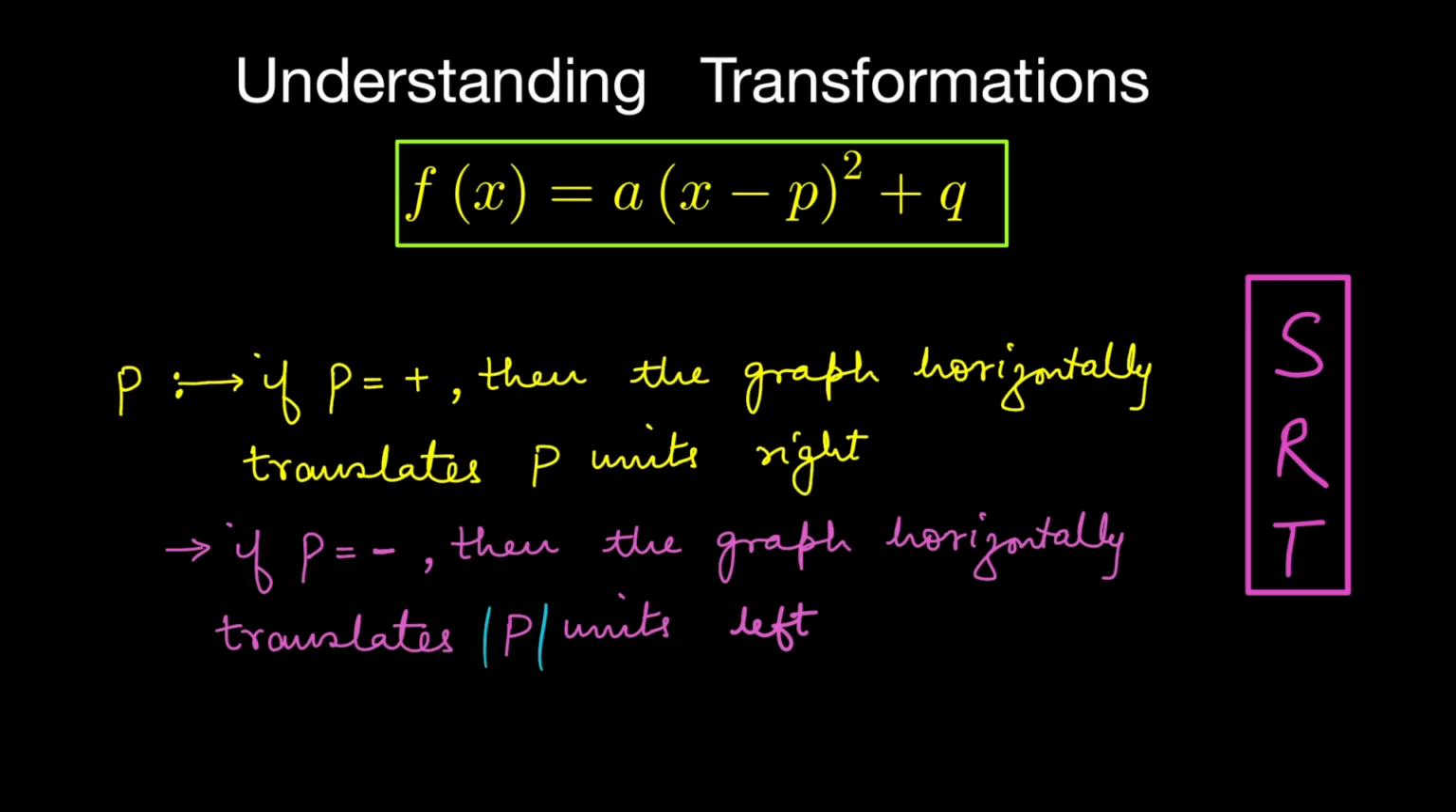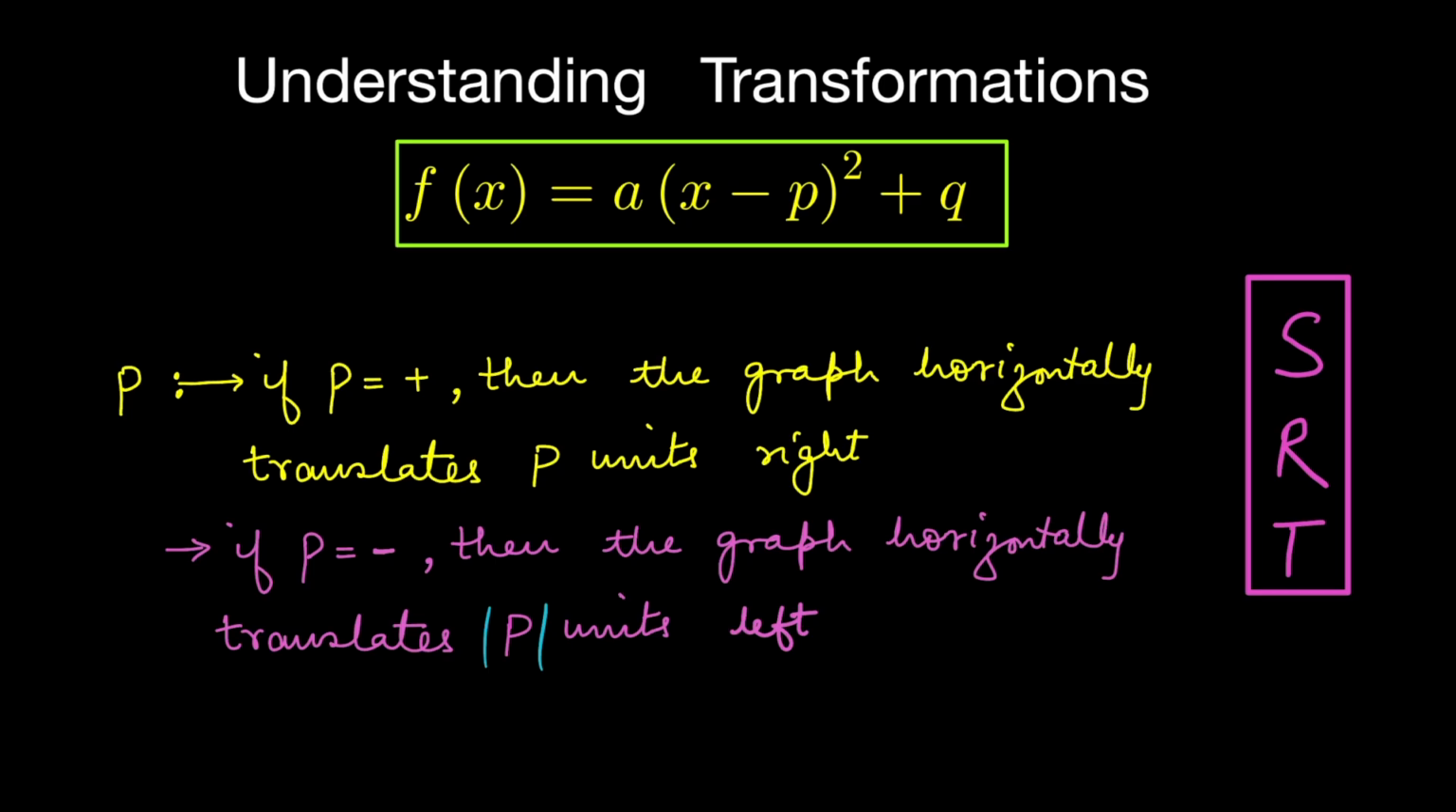Now continuing with the concepts, we see the p value. So what does p represent? So p is this value. p can sometimes be positive or p can be negative. So if p is positive, we have taken this case, and if p is negative, we'll consider the second statement. So now what does it represent?